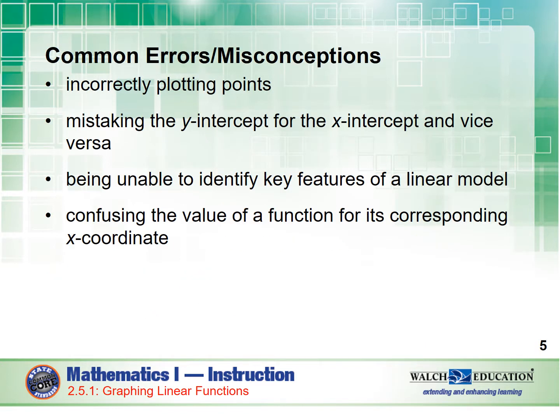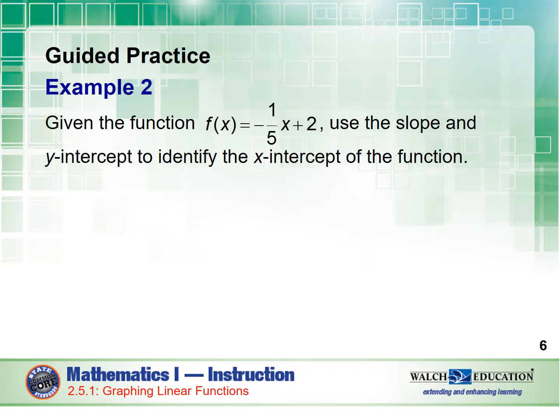So common errors and misconceptions: incorrectly plotting points, mistaking the y-intercept for the x-intercept and vice versa. So like really making sure that you understand your axes on the graph, which one is the y-axis, which one is the x-axis. Being unable to identify key features of a linear model, confusing the value of a function for its corresponding x-coordinate. So we're going to do a couple of examples where we're going to figure out what the x-intercept is and what the y-intercept is by plugging in for 0. We're going to do some where we look at the graph. So example number 1 we'll do together in lesson.